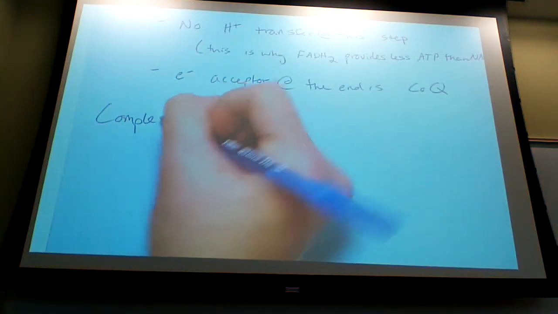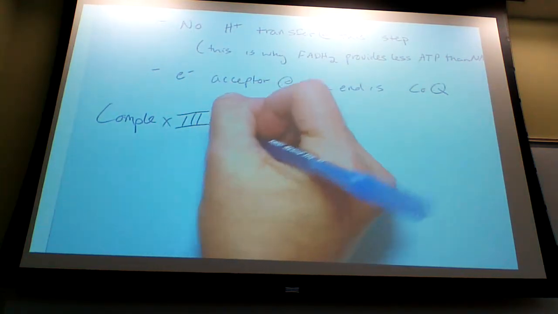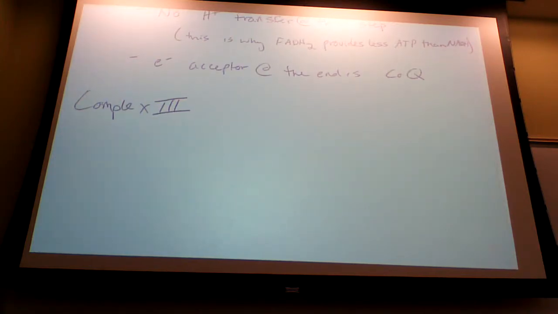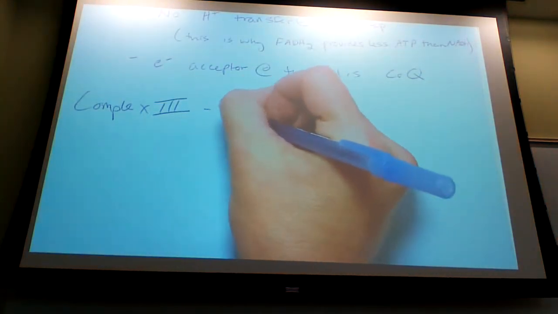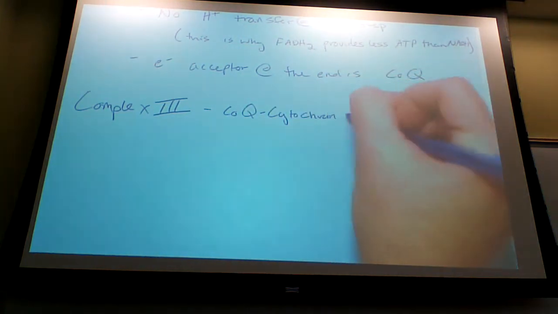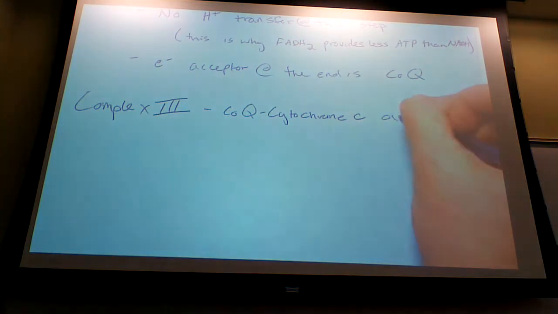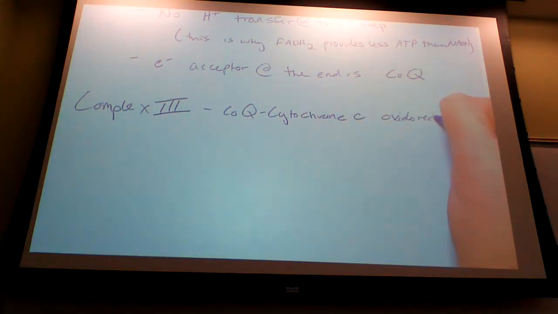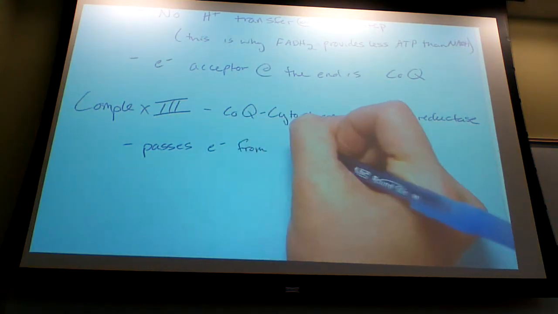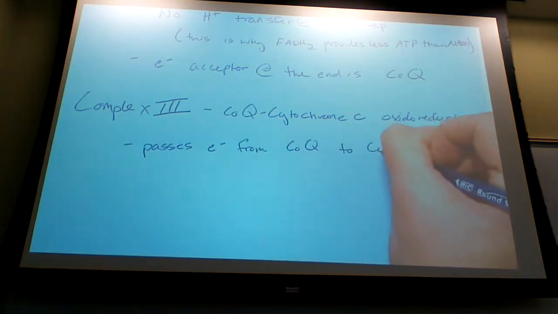All right, so number 3. Complex 3, this is the fun one. This is why you came today. Coenzyme Q, cytochrome C, oxidoreductase. This passes electrons from coenzyme Q to cytochrome C.